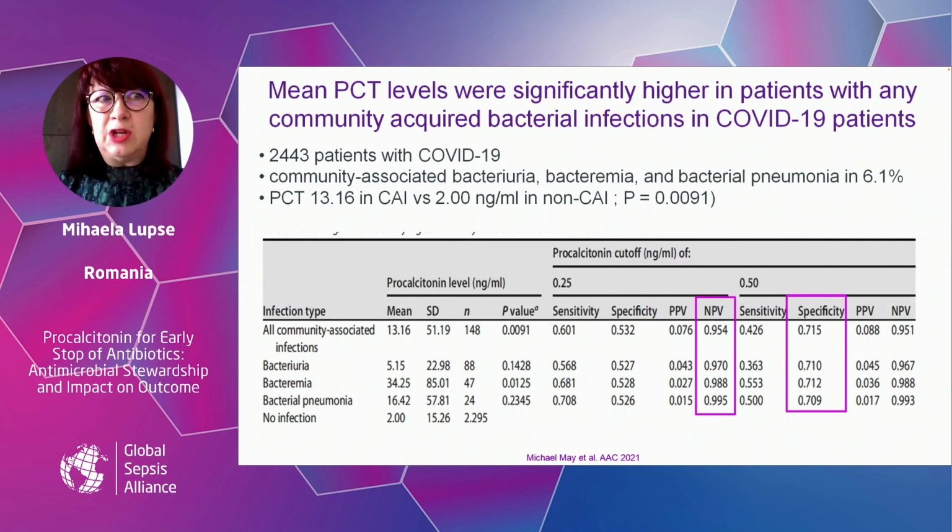Also for these patients, PCT was useful because PCT was significantly higher in patients with community-acquired infection compared with patients without community-acquired infections. And actually a cutoff value of 0.25 has a very high negative predictive value for bacterial infections, while a cutoff value of 0.5 has an acceptable specificity for bacterial complications.